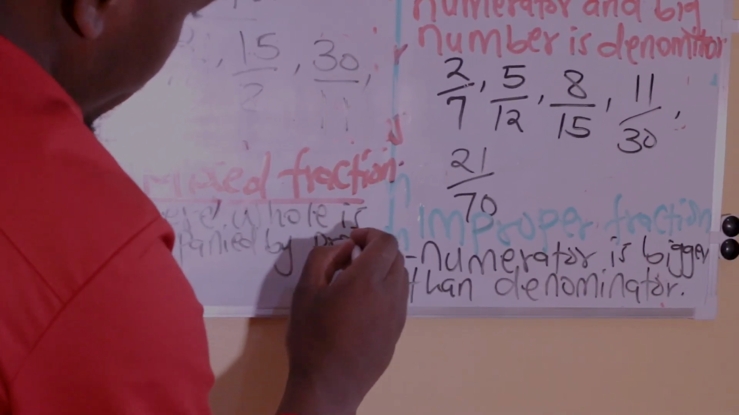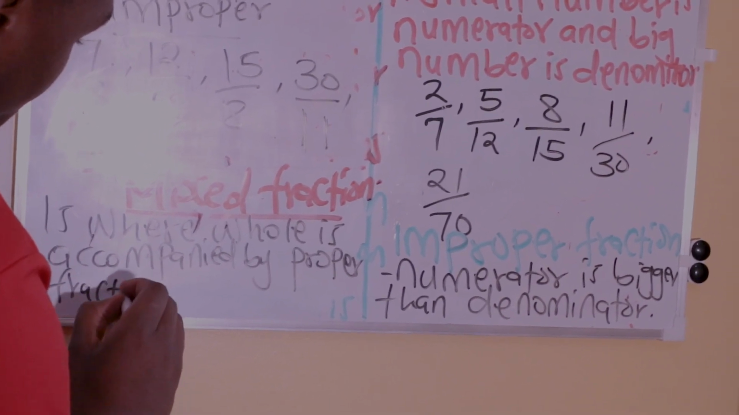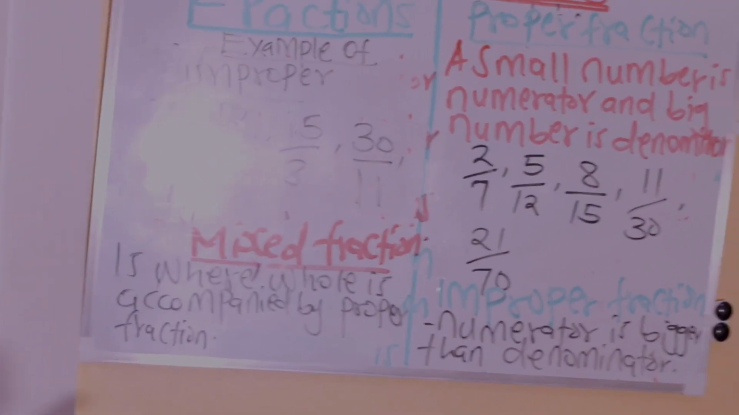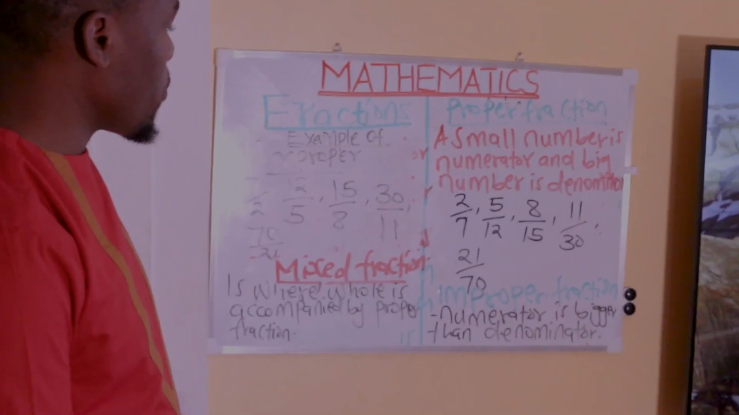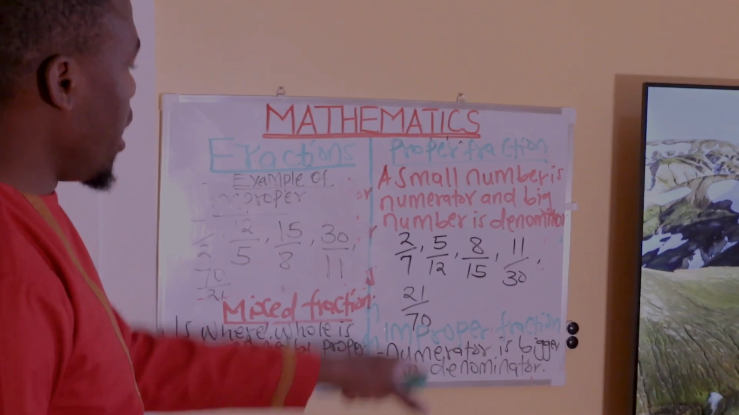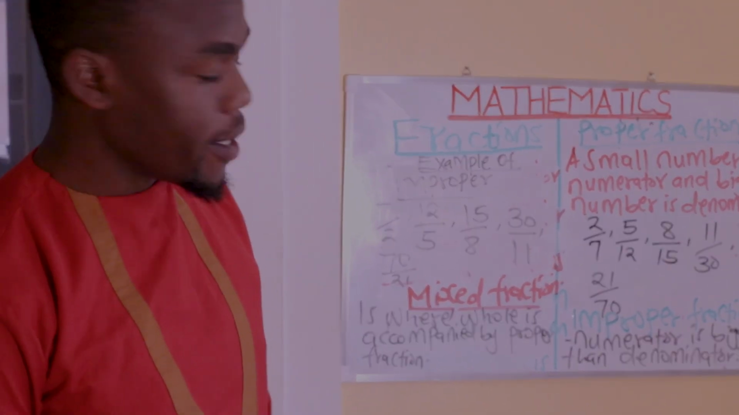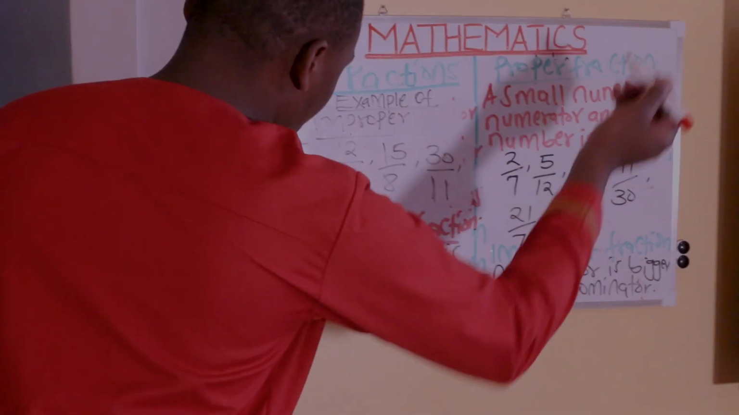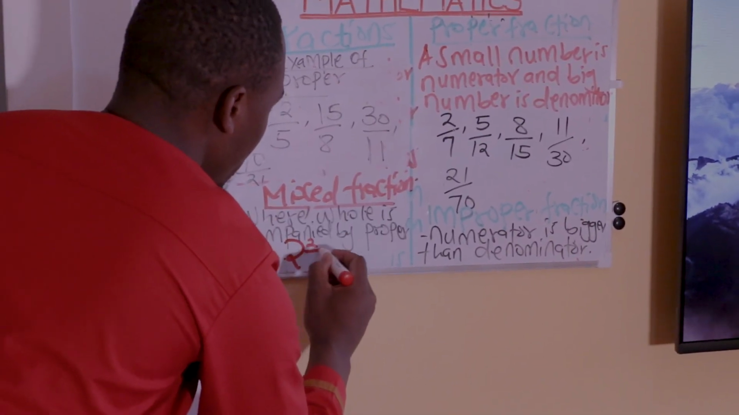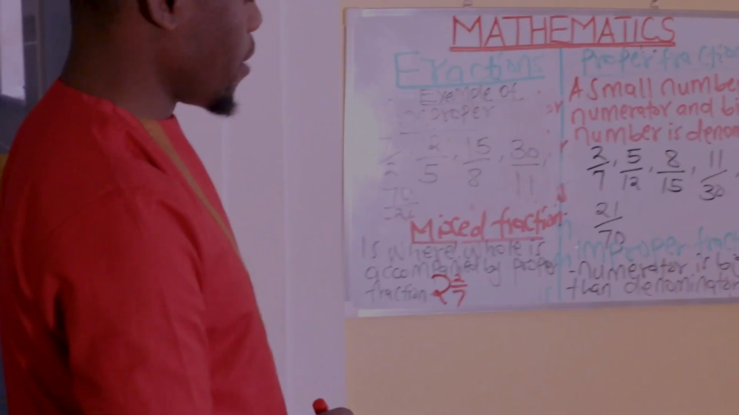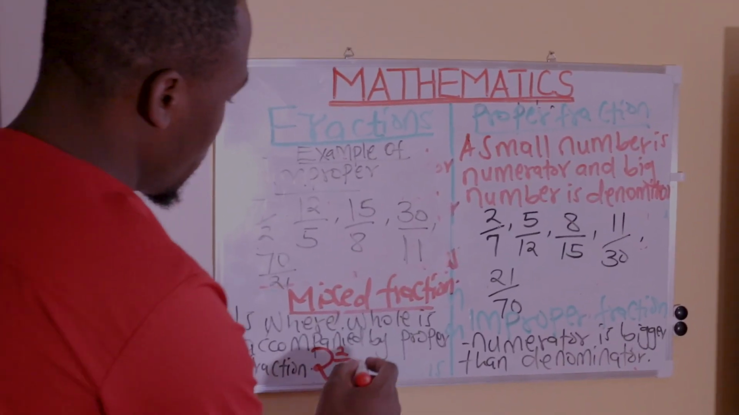Let me write it here: a whole number is accompanied by a proper fraction. Now we give examples of a mixed fraction. We have our proper fractions there already, so we are going to attach a whole number to them. We can decide to choose a number like 2. We attach 2 out of 7. That is a mixed fraction. It's mixed up with a whole number and a proper fraction.